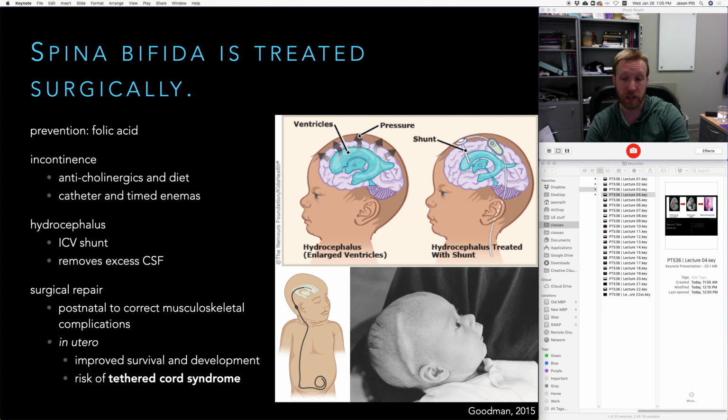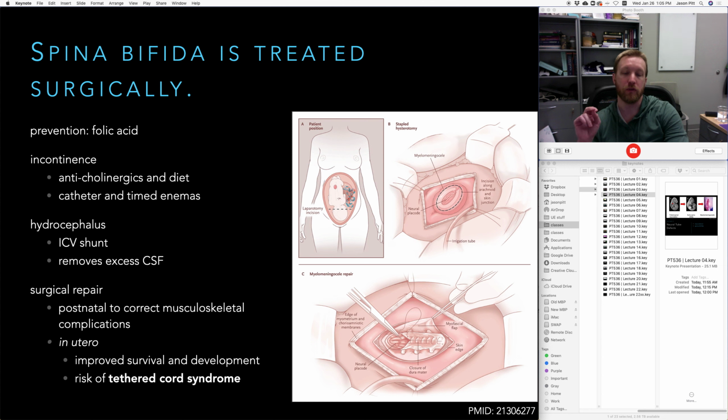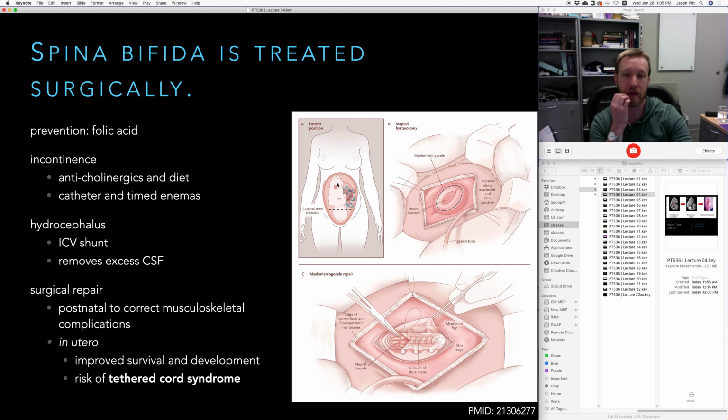So this can be done pre or postnatally. Postnatally, it can be done to, for example, cover up the exposed nervous tissue, also to correct any of the musculoskeletal complications that might arise. Prenatally, we can repair the neural tube before birth, which causes a dramatic improvement in survivability as well as developmental outcomes. So here's just a little schematic.